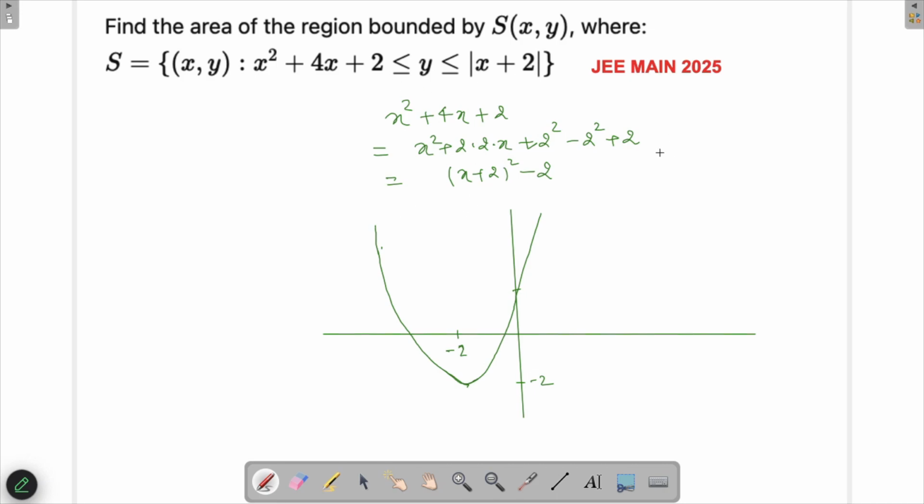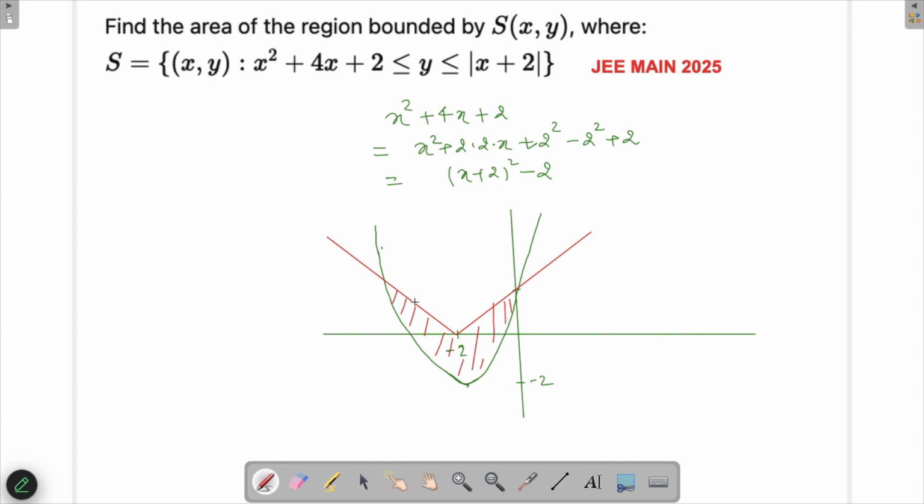Now let's look at this mod of x plus 2, which is simply shifted by 2 units, and this is how it will go. Even at x equals 0, this will be cutting here at 2. So the modulus function would go something like this. And what is given to us is that y is in between these two curves, meaning that we have to find this area.